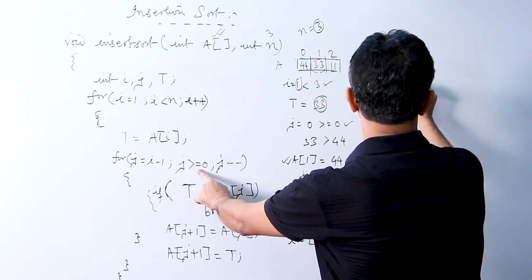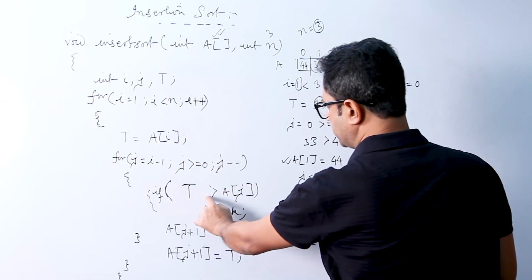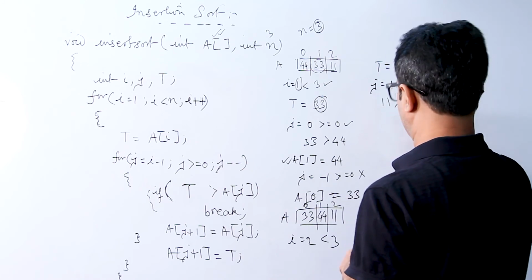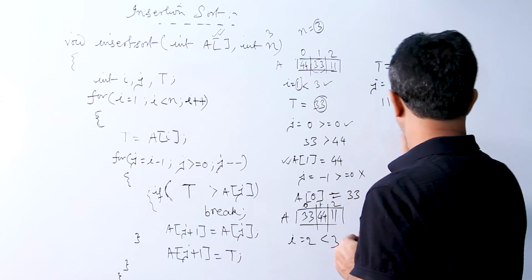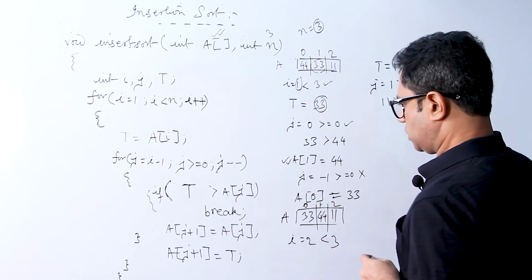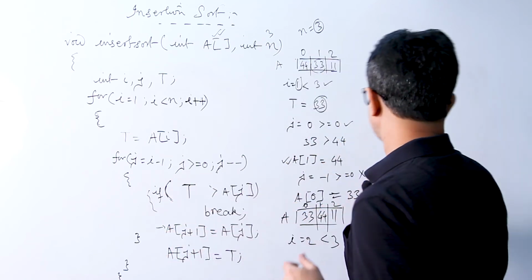1 is greater than or equal to 0. Yes, it is. Then we enter over here. If t greater than A[j], what is t? 11. 11 greater than A[j]. What is A[j]? A[j] is A[1], which is now 44. 11 is not greater than 44. So this if will be skipped again, and we will come to this line, A[j+1] is equal to A[j].